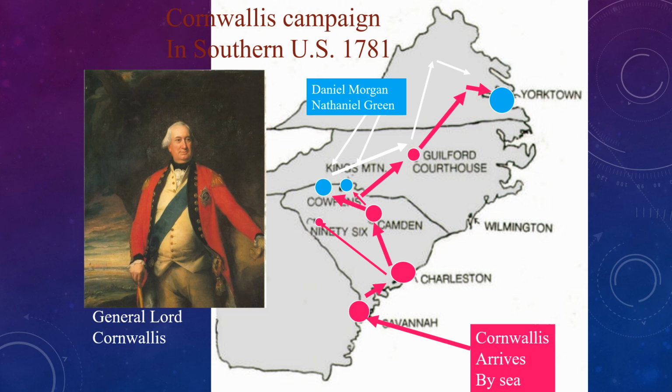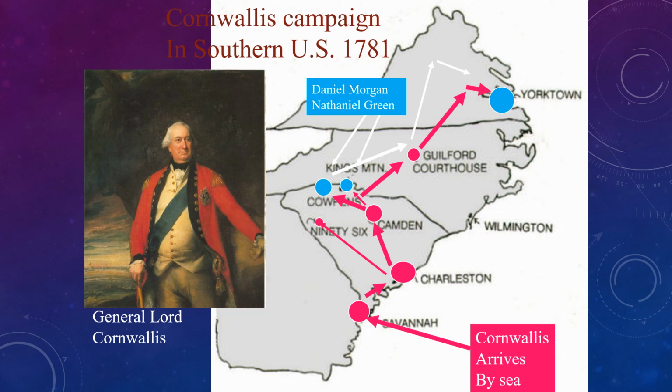Now, at this point, Clinton goes back up to New York. He actually had a mistress up there. He wanted to be playing around with her, and that's fine. But that leaves Cornwallis down there in Charleston, South Carolina. And he is, so far, victorious. He heads inland, and they go to the next battle, which you can see that big red dot there, at the Battle of Camden.